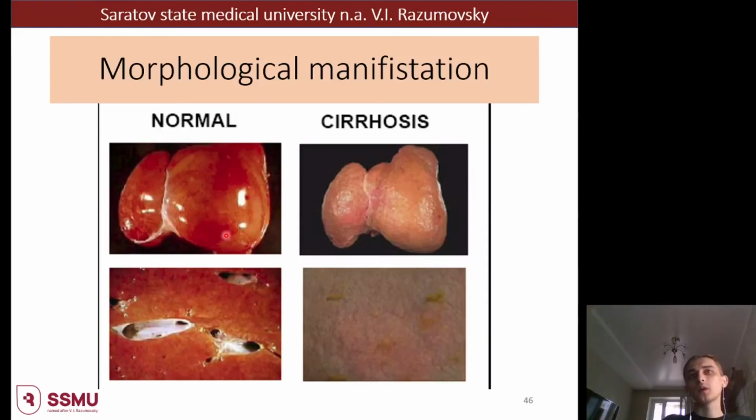Morphological manifestation of cirrhosis. On this slide, you may see a normal liver and a liver in case of cirrhosis. So in any case of cirrhosis, the liver decreases in size and has an orange color or close to orange. It has a solid consistency, and its size is decreased.